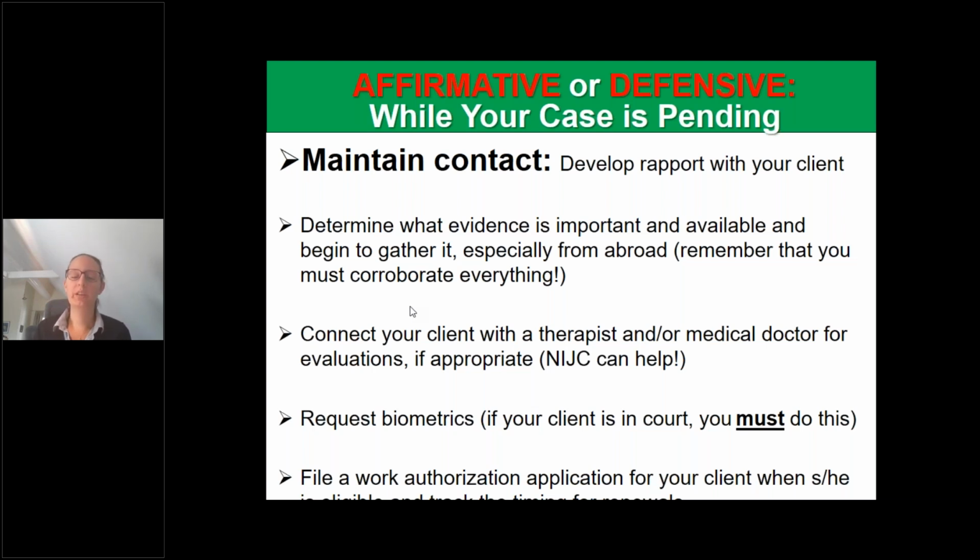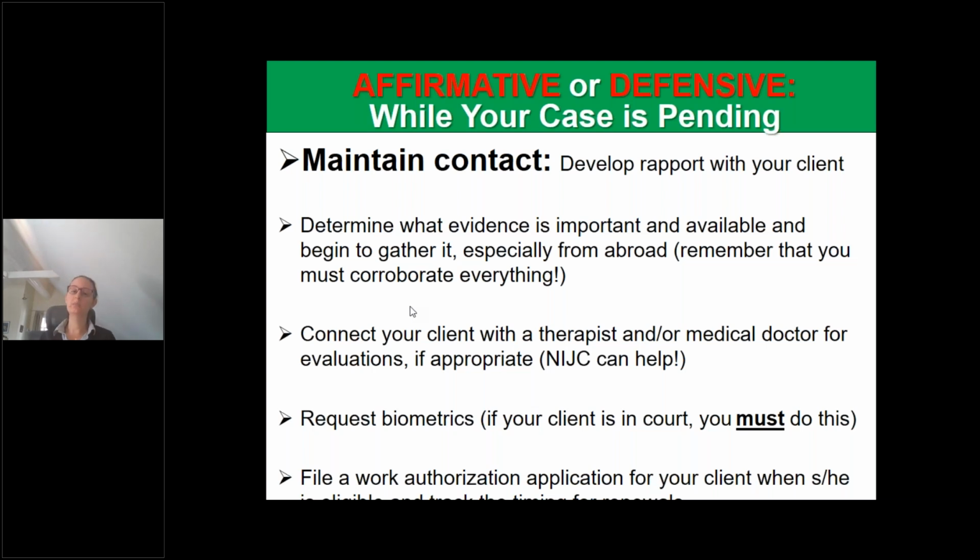So it's best to get on those things early while they are available. You can also connect your client with a therapist or a doctor for medical and psychological evaluations if appropriate. And we can help connect you with professionals who provide those.